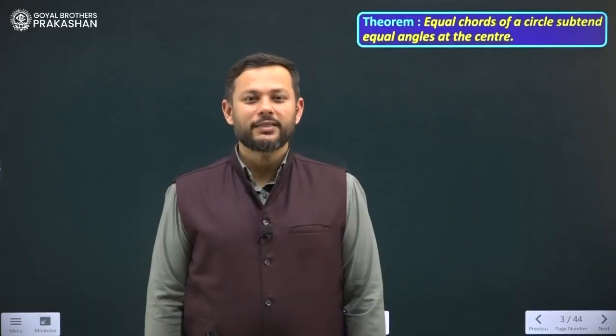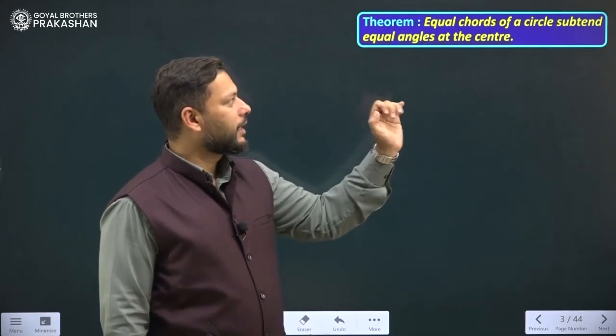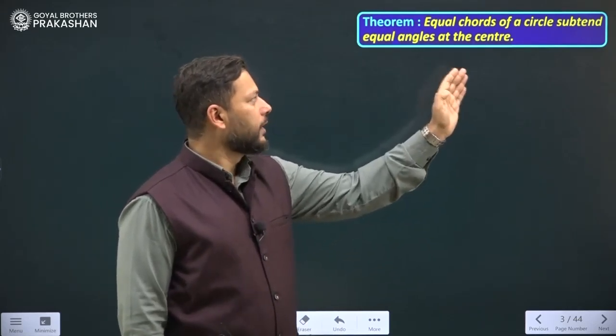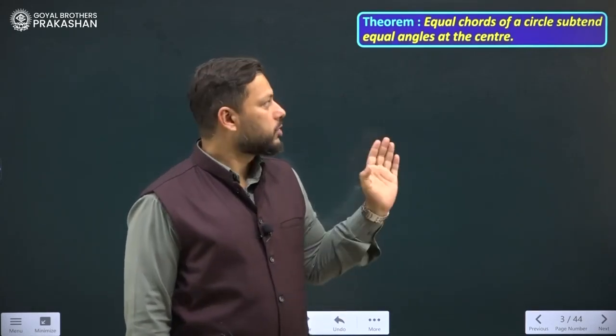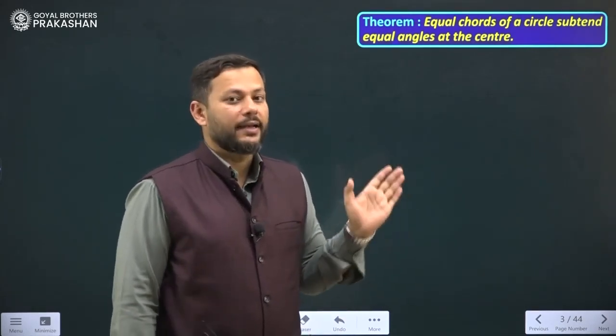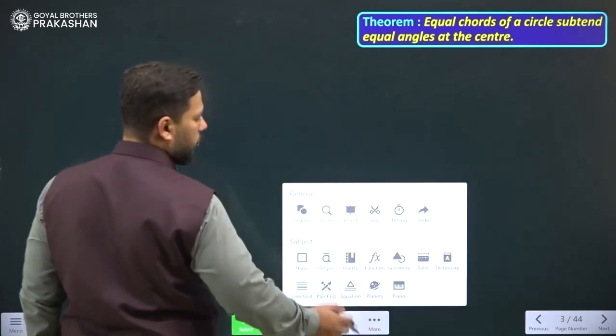Hello dear students, let us look at this theorem. The theorem says equal chords of a circle subtend equal angles at the center. So this is all about the circle and its equal chords. Let us first visualize this problem or the theorem.